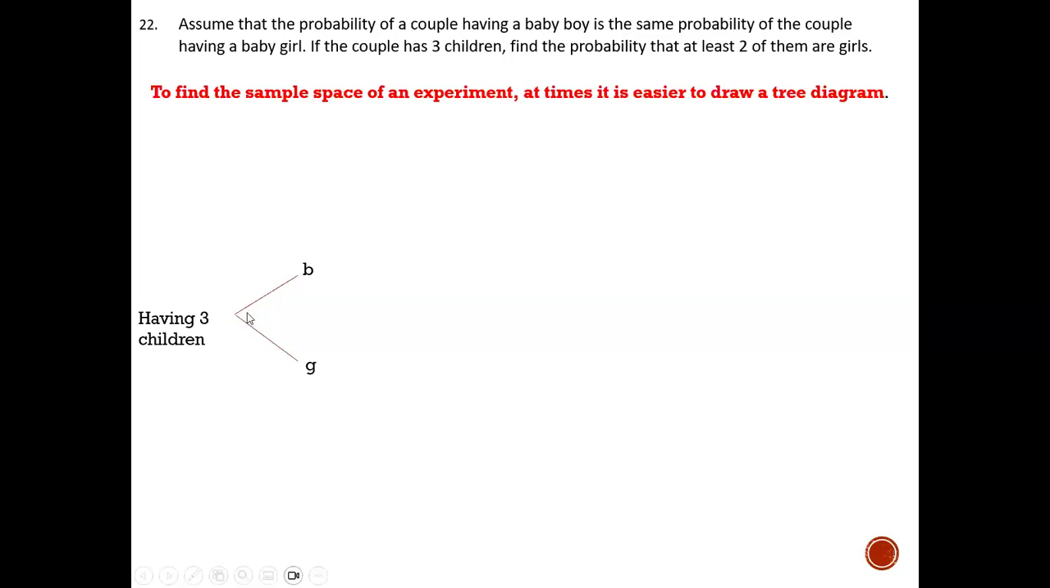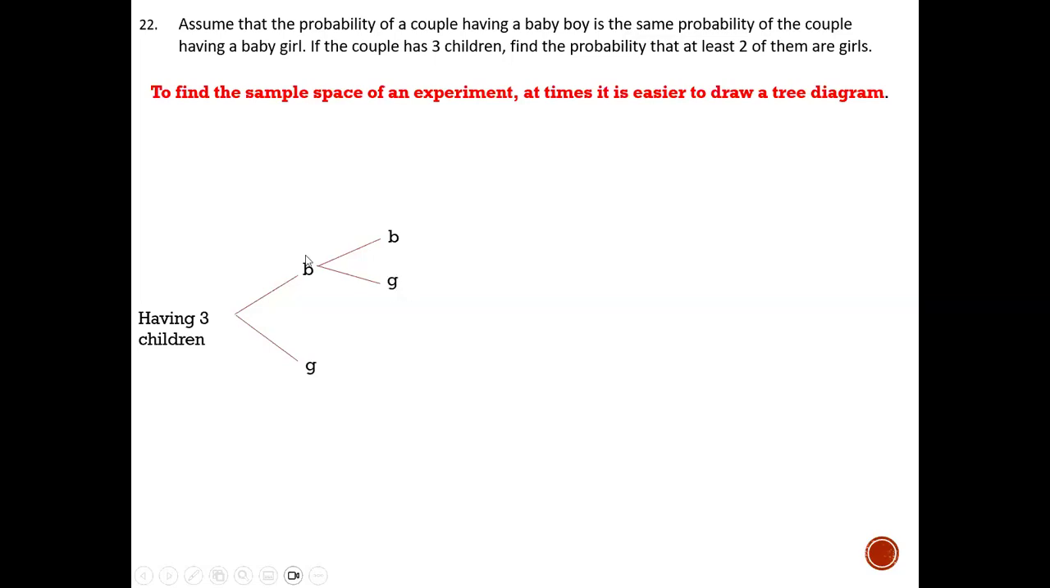So what are our options here for your first child? You could have either a boy or a girl. Okay. And then we're going to branch out again to show the second options, right? So let's say I have a boy, that's the first child. Then what are my options for the second child? What are the possibilities for the second child? Well, it could be a boy or a girl again.